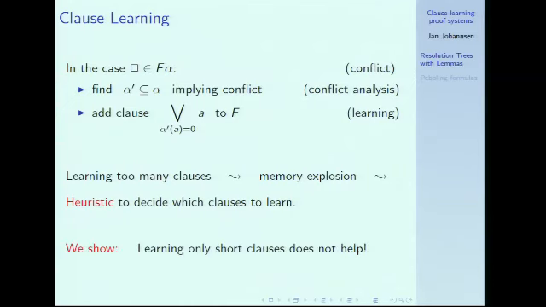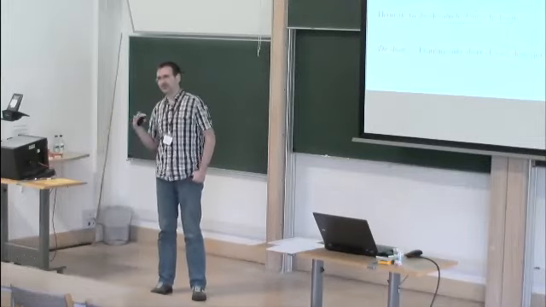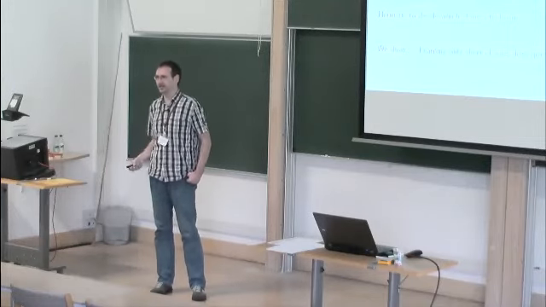So we show here, and we have shown in previous works, that if you learn only short clauses, then this doesn't help very much. This is something that we have shown before and which we will refine now. In order to do this, we want to use, again, the proof complexity paradigm. And so what we need is a proof system which corresponds to DLL with clause learning in the same way that tree resolution corresponds to the plain DLL algorithm.